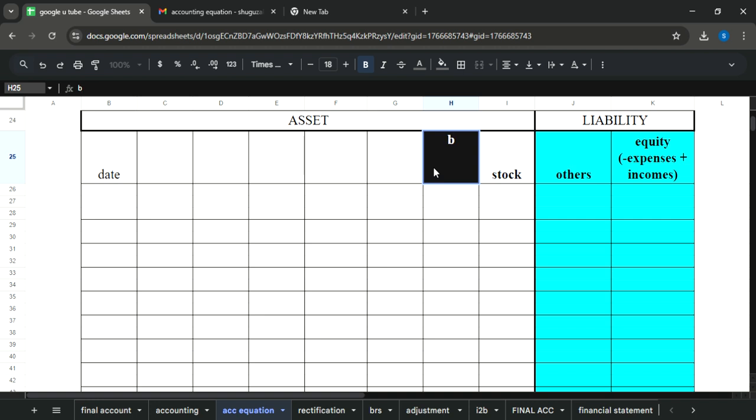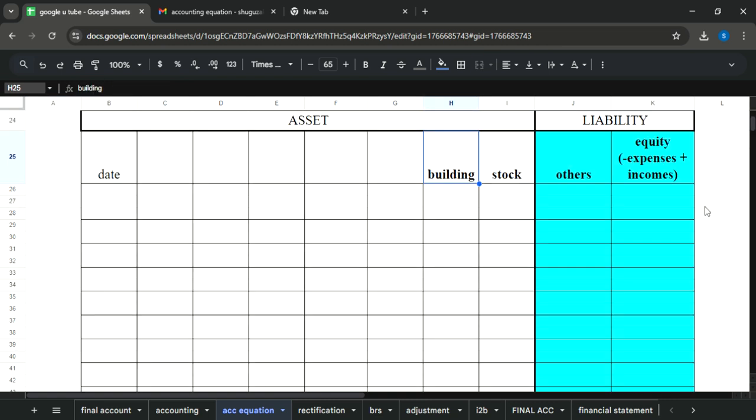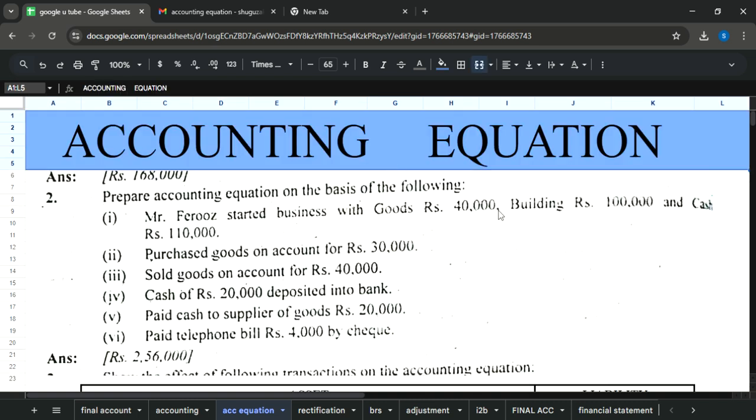What you will do? You will increase the building column on the asset side. And the last one is cash. Again, cash is also your asset, so you will put cash on the asset side. These are three assets which are provided by the proprietor. It means all these are capitals.